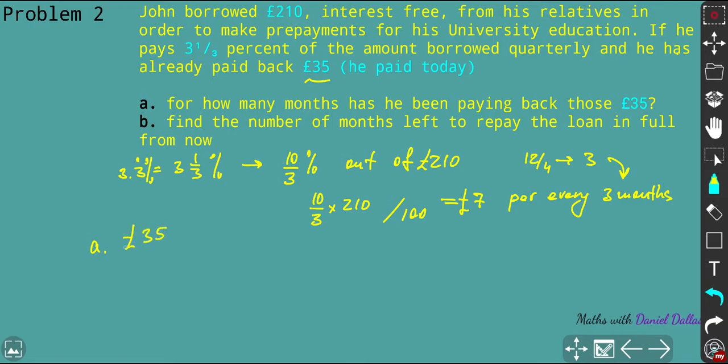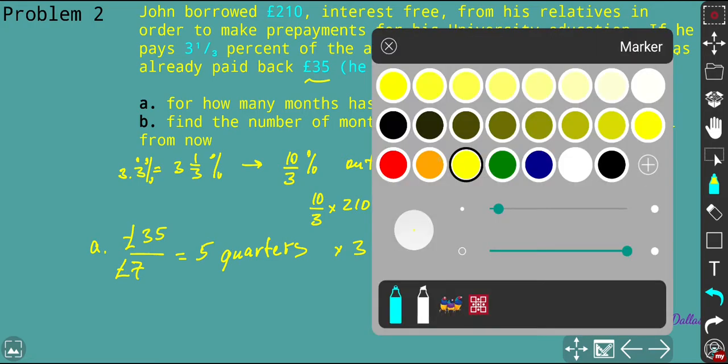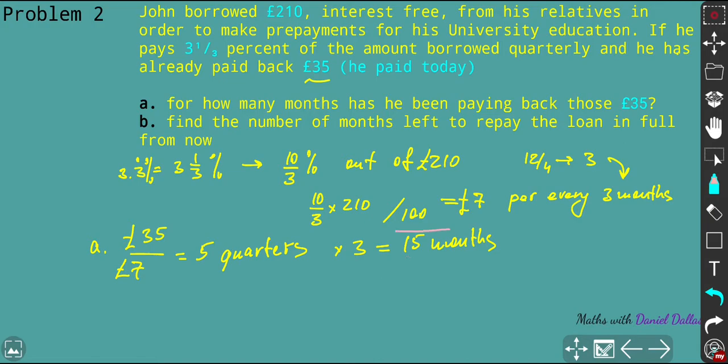We can divide by 7 pounds. In this case, we can find the number of quarters. In this case, we have 5 quarters, and we multiply by 3 to get the number of months. So it turns out to be 15 months. Okay, so 15 months of payment, and that's going to be the answer for the first part. So up to now, he has been paying for 15 months.